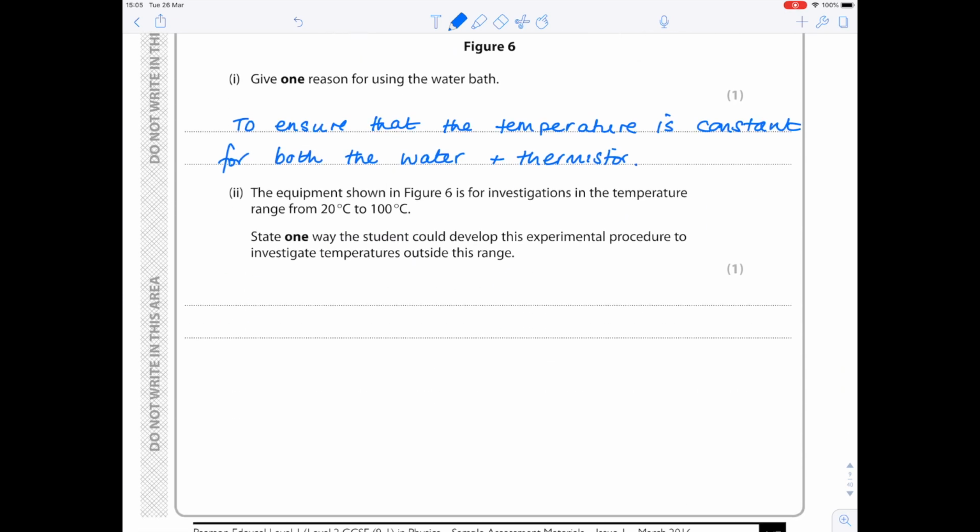The equipment shown in figure 6 is for investigations in the temperature range from 20 degrees to 100 degrees Celsius. State one way the student could develop this experimental procedure to investigate temperatures outside this range. I think it's because water boils at 100 degrees, which is why they can't go any higher. So potentially if you used a liquid with different boiling points, you could investigate temperatures outside of this range.